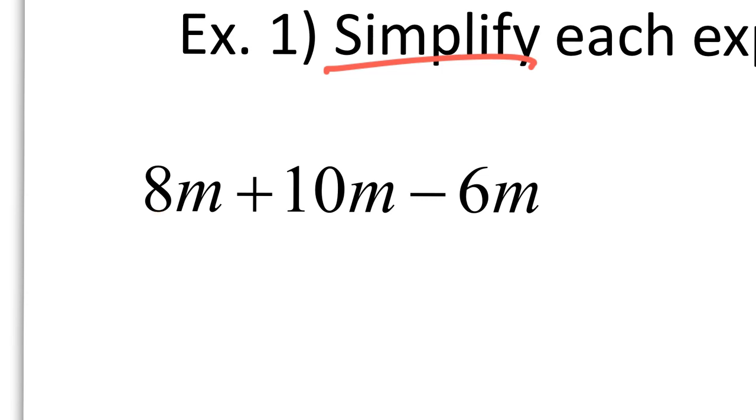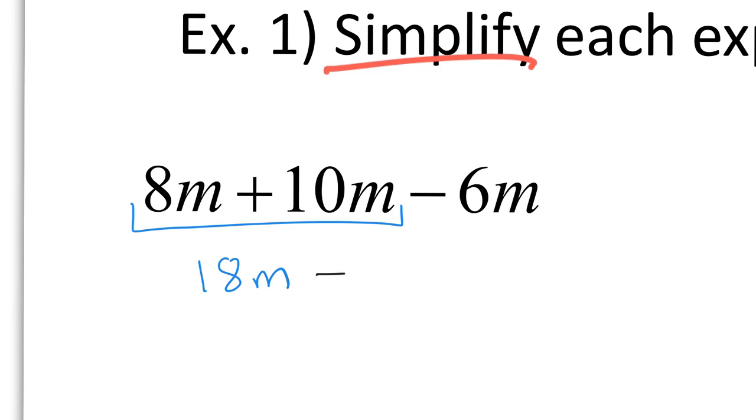So we have 8M plus 10M, 8 marshmallows plus 10 marshmallows minus 6 marshmallows. So you always want to follow the order of operation. So from left to right, we do have addition. That's the first thing. So let's go ahead and add. I'm going to add the 8 and the 10. So I'm going to have 18. And I'm going to keep that letter, the variable, m. So when you combine 8m plus 10m, that's going to be 18m. So 8 marshmallows plus 10 marshmallows equals 18 marshmallows.